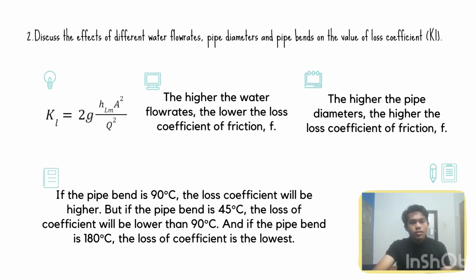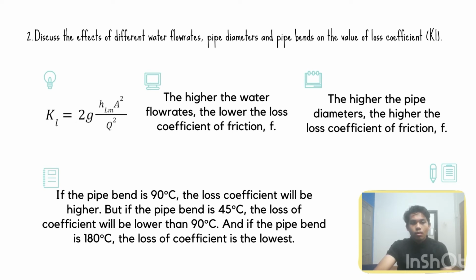Okay, so for discussion number 2, discuss the effects of different water flow rates, pipe diameters, and pipe bends on the value of loss coefficient KL. It is given that the minor head loss HLM is equal to KL V square over 2G. So to find the relations between the water flow rates, pipe diameters, and pipe bends to the loss coefficient, we just use the formula KL is equal to 2G times minor head loss over V square.